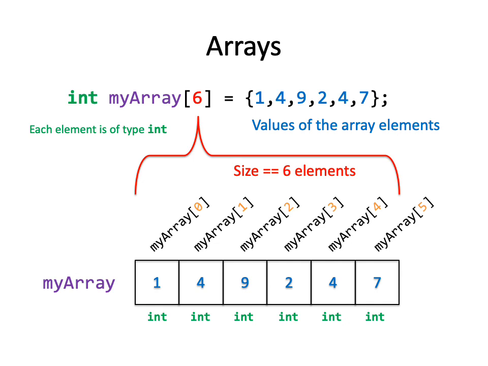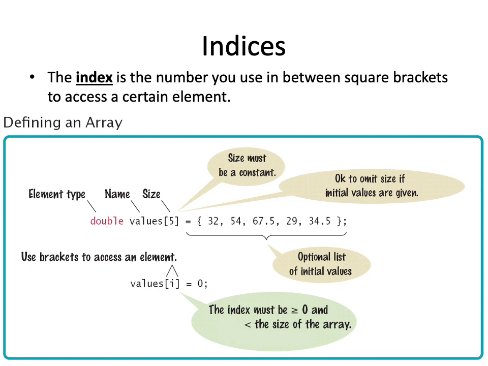So let's see what's up with those orange numbers in between the square braces next to my array. An index is the number that you use in between square brackets to access a certain element. Now there are 2 lines here that we'll look at. The first line, double values[5] equals, and then curly braces with a bunch of values. There, the 5 is not corresponding to an index saying this element or that element. It's corresponding to the number of elements, or the size of the array.